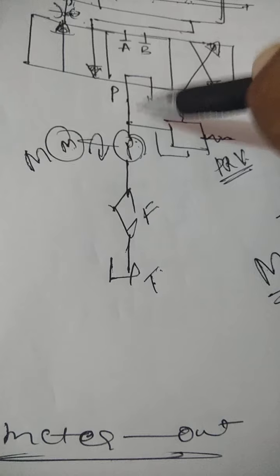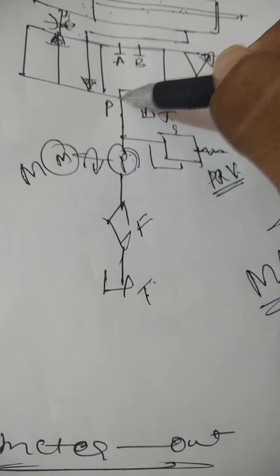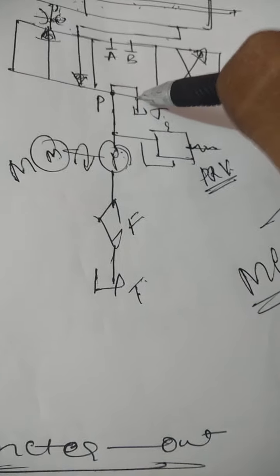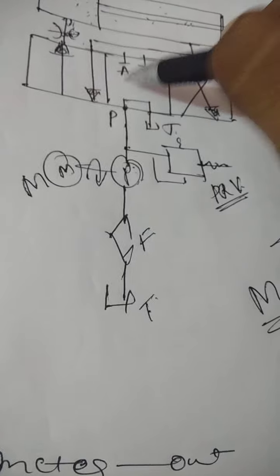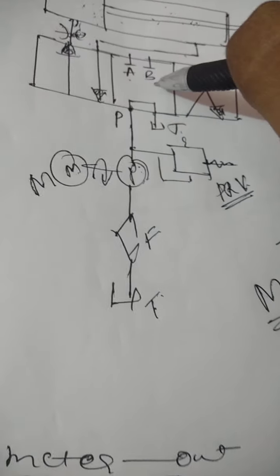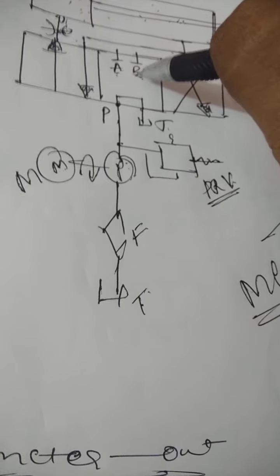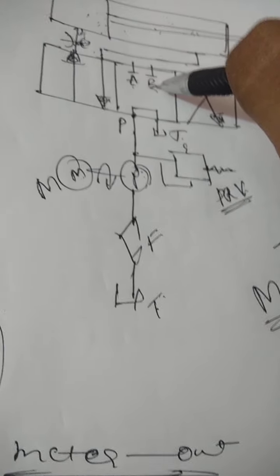And here this is a pressure line P, and this is a tank line T, and this is A and this is B. That means these two are the supply lines. Okay, got that? This circuit is shown at the neutral condition.